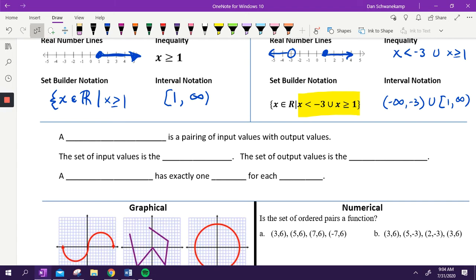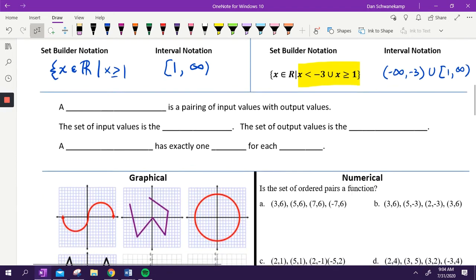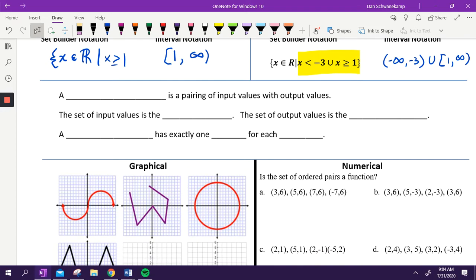Functions you learned in algebra 1. We're not getting a whole lot deeper than what you learned in algebra 1. We're reminding you of stuff. So it says a blank is a pairing of input values with output values. So you got two things and you're pairing them together.